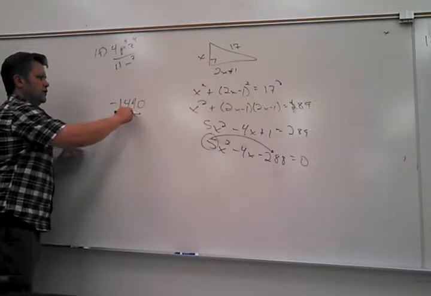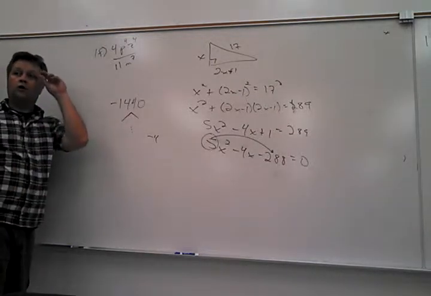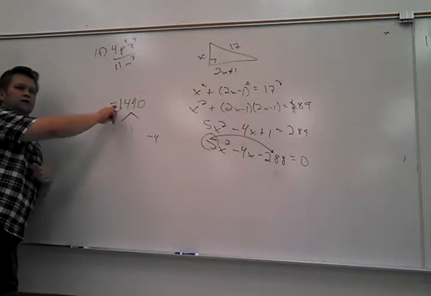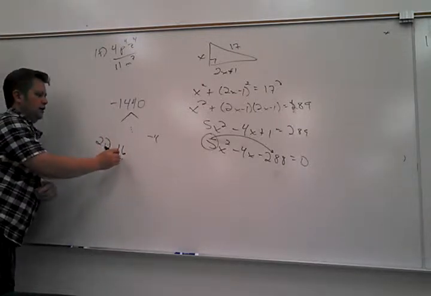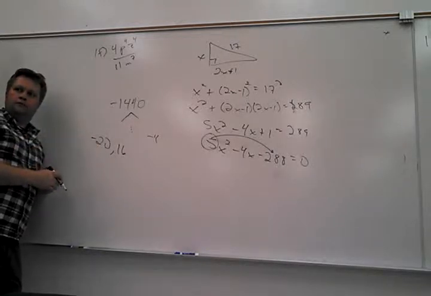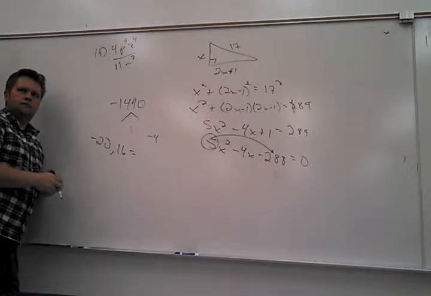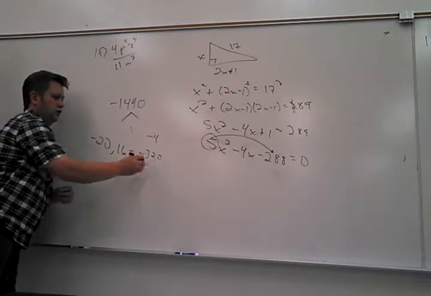I need factors of this that make -4. This is the perfect one where I would do this. Give me two numbers that add to be -4. They're going to be different signs, right? Somebody start us off. 20 and 16. If the 20 was negative, that would add to be -4, right? Does that multiply to be 1440? No, what does it multiply to be? -320, right?